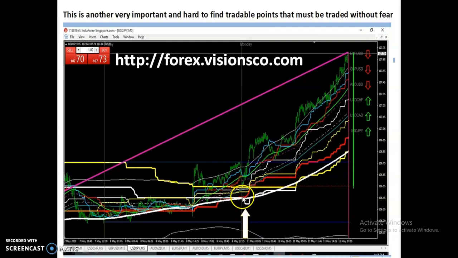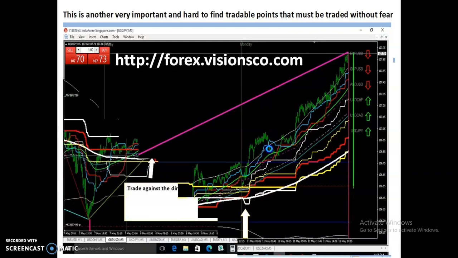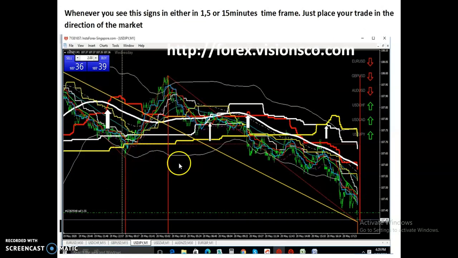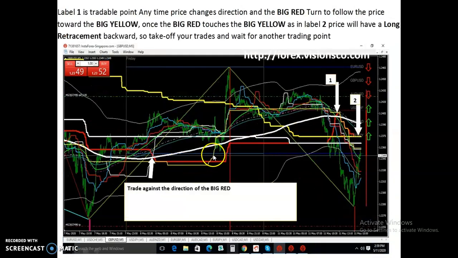See another good trading point where you see this. Oh, this is fantastic. You see this, go with it, no doubt about that. Okay, so this is another place to trade. The red has come to cross the white and is also crossing the yellow. This is a point to trade because trend is up.